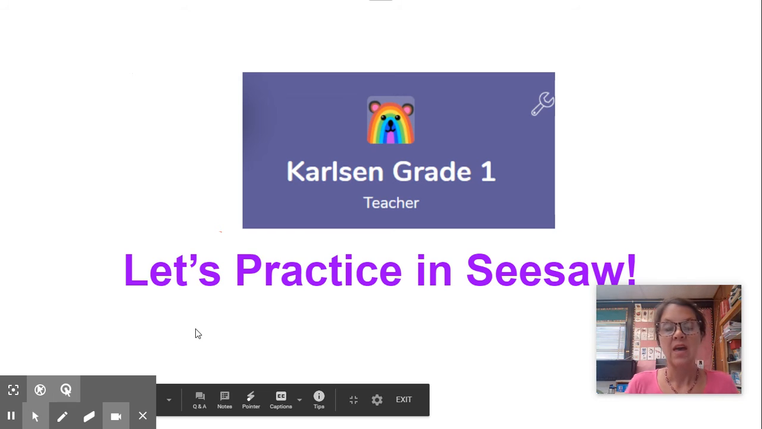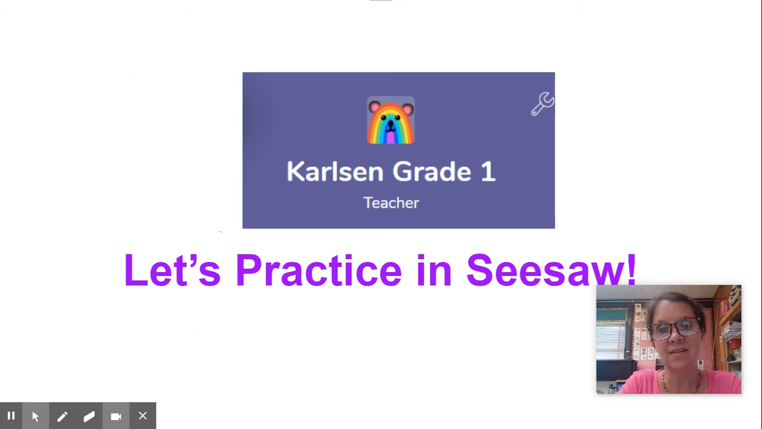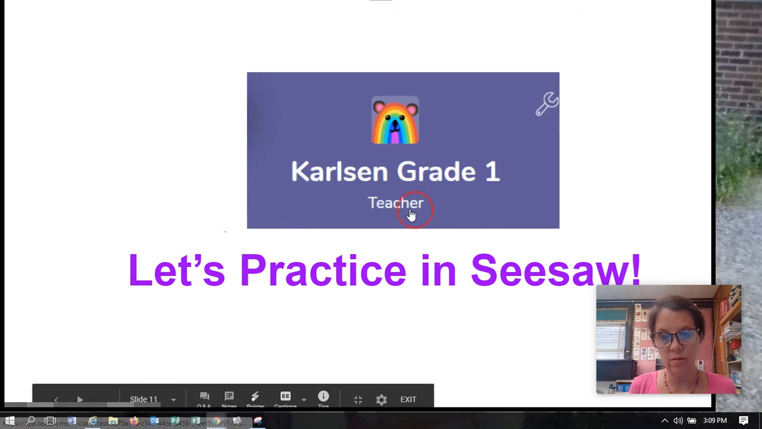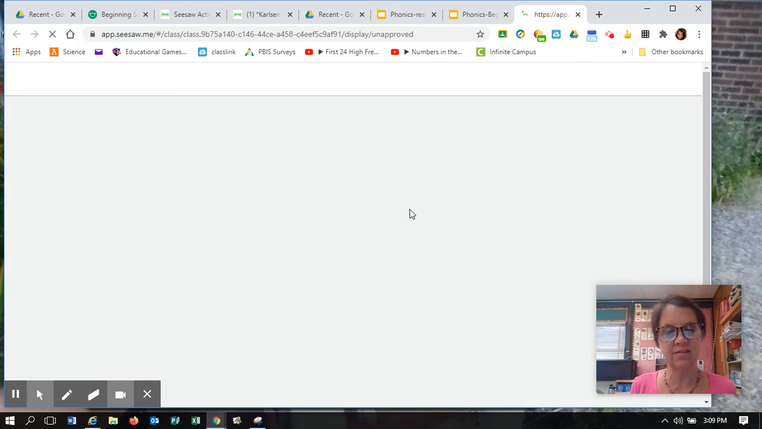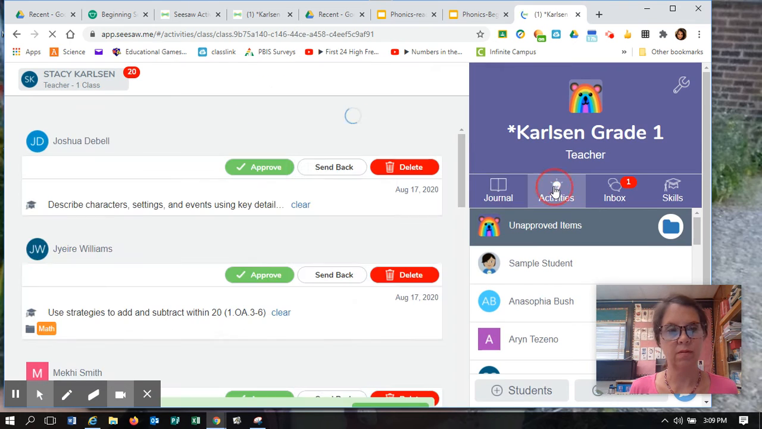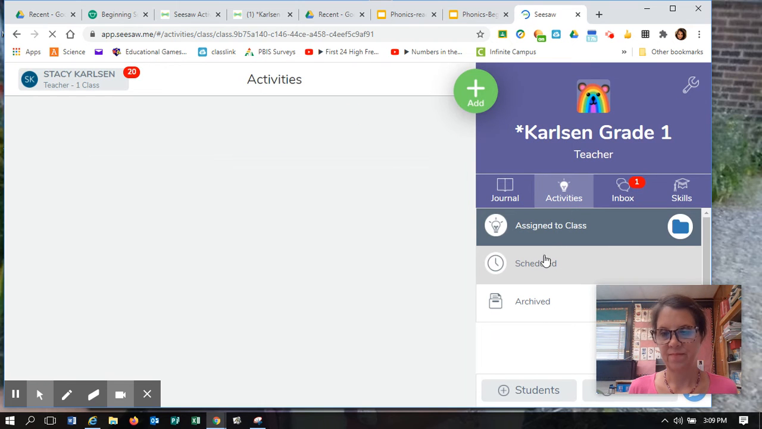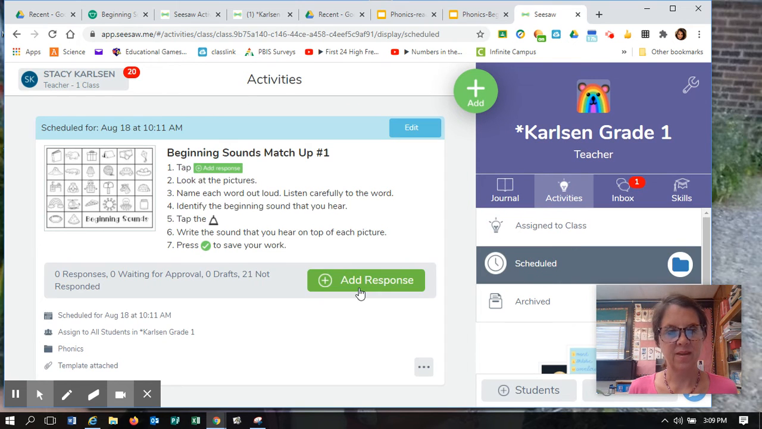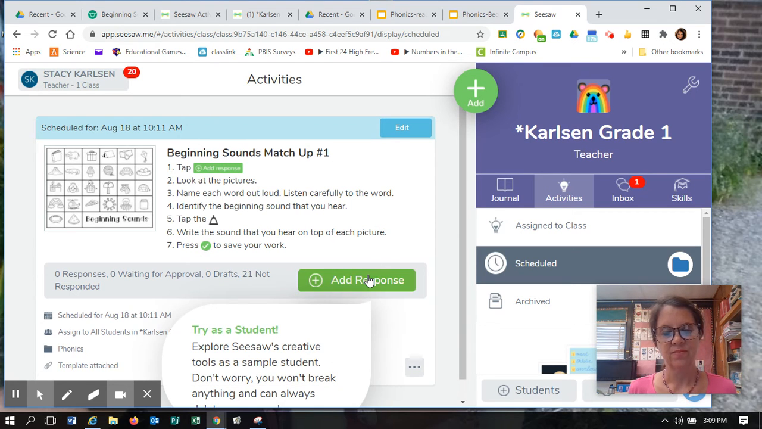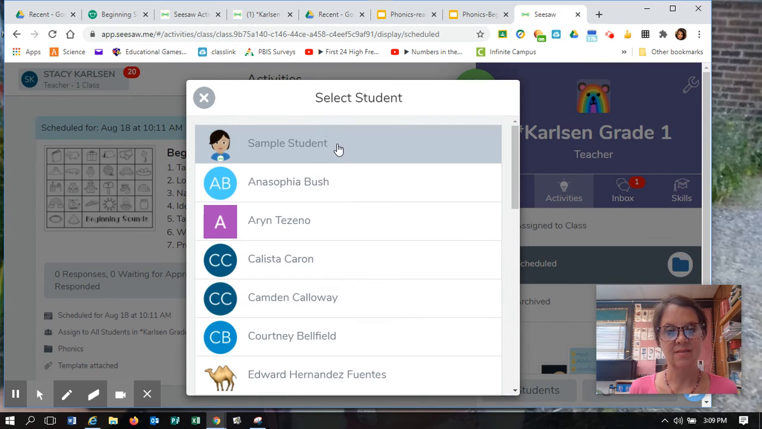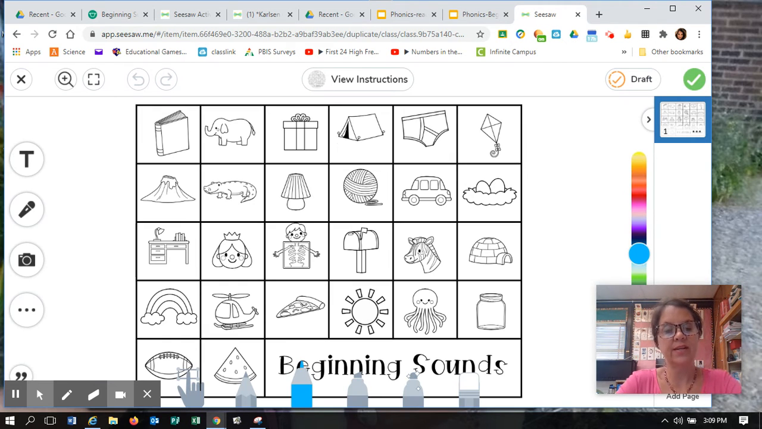Nice job, crew. So now it's time to go ahead and see what our practice is to show Miss Carlson that you're able to hit this target right in the middle. So we're heading into our seesaw activities. Here we go. And you will find the one that says beginning sounds match up. Number 1. You're going to click on add response. And then you're going to get a page of pictures, okay?